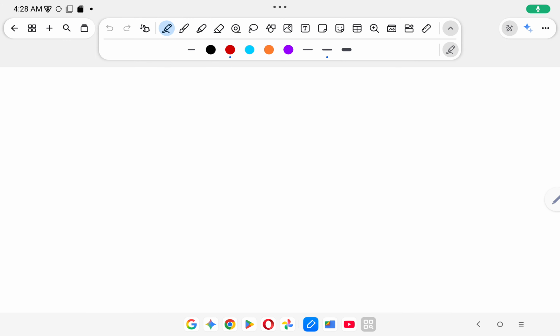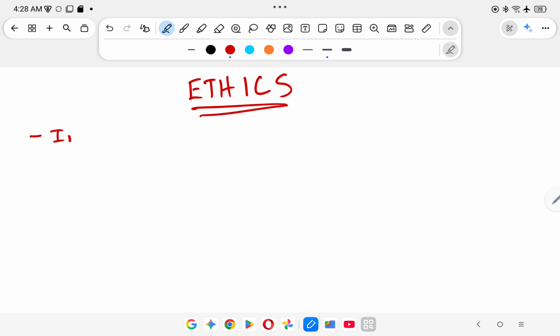So, in this session, we are going to talk about ethics in research. This is a very important topic when it comes to research. So, what are research ethics? Research ethics are a set of guidelines that we should follow when we are doing research.